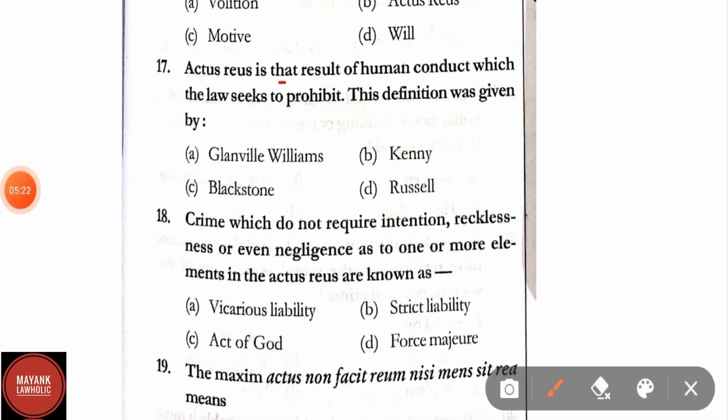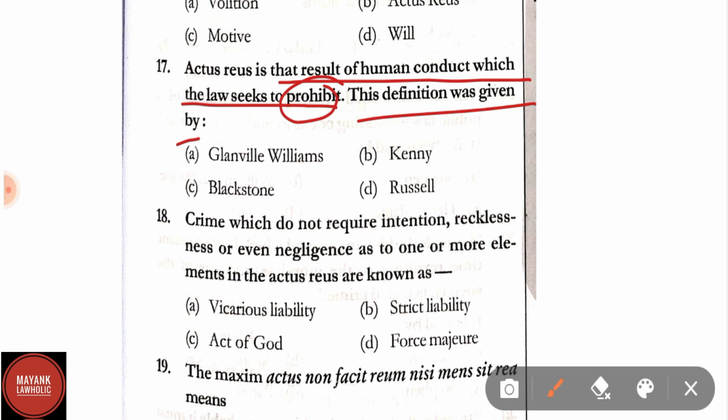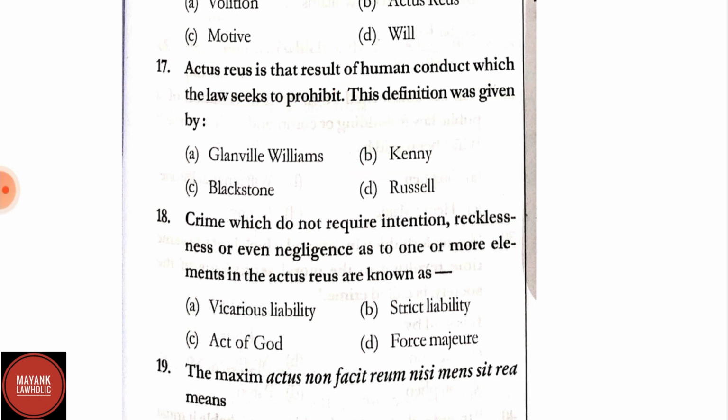Actus reus is that result of human conduct which the law seeks to prohibit. This definition was given by Kenny.